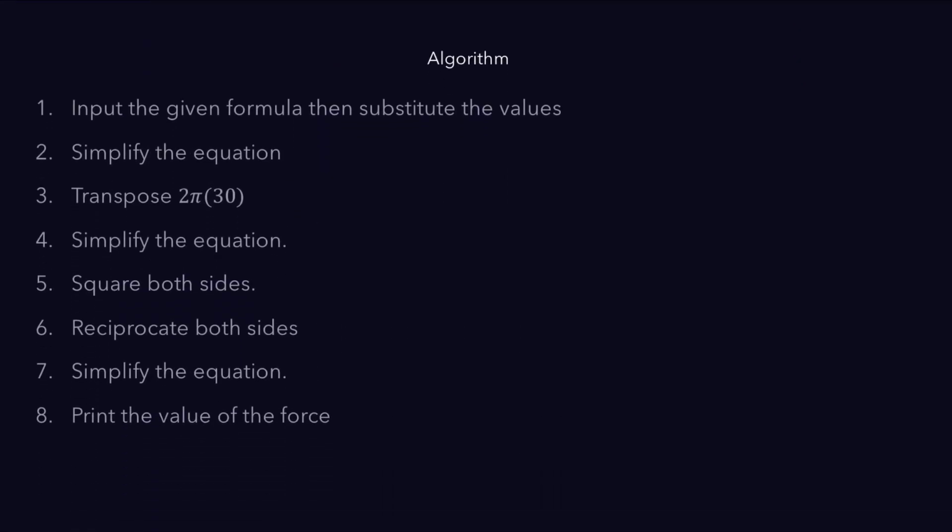Here is the algorithm for this problem. Step 1. Input the given formula and then substitute the values. Step 2. Simplify the equation. Step 3. Transpose 2 pi times 30. Step 4. Simplify the equation. Step 5. Square both sides. Step 6. Reciprocate both sides. Step 7. Simplify the equation. Step 8. Print the value of the force.